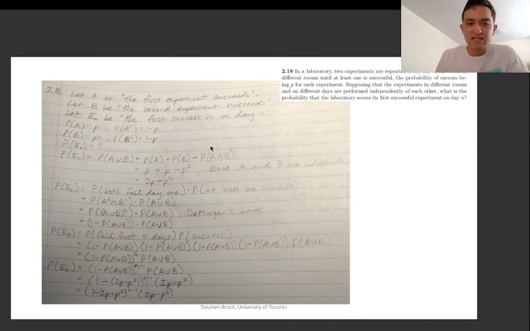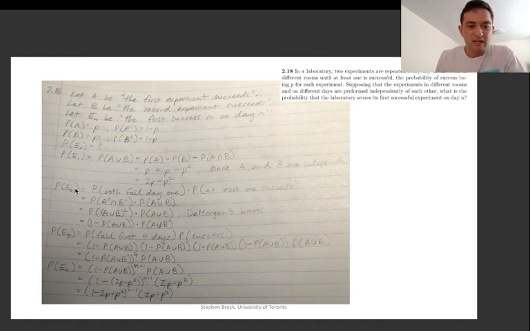And because A and B are independent, the probability that both succeed is just the product of both of those probabilities, because the probability of A succeeding does not impact the probability of B. So the chance that they both succeed is the product of the two. So we have 2p minus p squared is the probability of A union B.